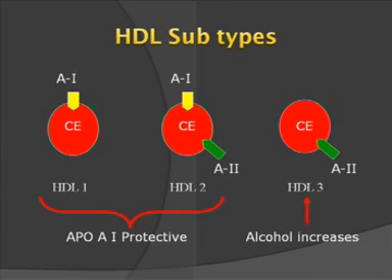HDL has got three subtypes: HDL1, HDL2 and HDL3. HDL1 and 2 are atheroprotective. They contain apoprotein A1. By virtue of their apoprotein A1, they exhibit their atheroprotective nature. Whereas the particle HDL3 does not contain ApoA1, instead it contains only ApoA2, and this is not atheroprotective. In fact, it is atheroneutral. Intake of alcohol increases HDL, but not the atheroprotective HDL. It increases the HDL3 or the atheroneutral HDL.